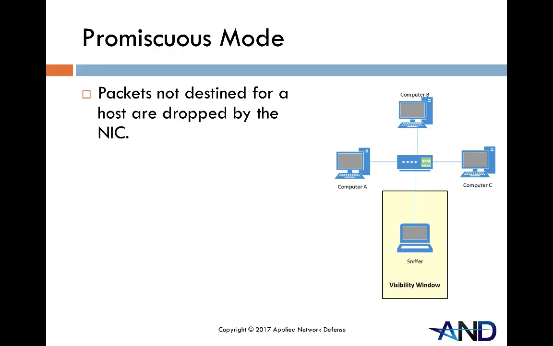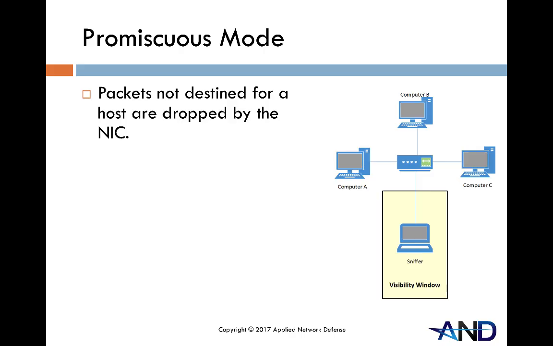And I showed this image on the screen. And this is the visibility window for when you're connected to a switch. So when you're connected to this switch, you're only going to see traffic to and from the connected device, which in this case is our sniffer. You're not going to see traffic between computers A and B, or B and C, or A and C. You're only going to see to and from the sniffer in this case. Now, that said, we just talked about port mirroring, where you can actually mirror traffic from one port to another.